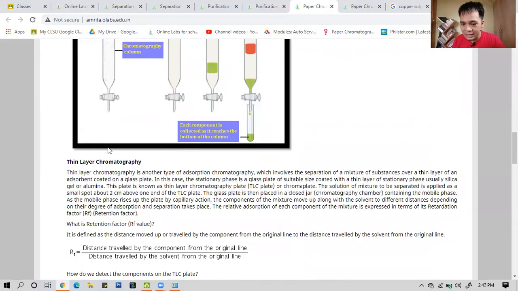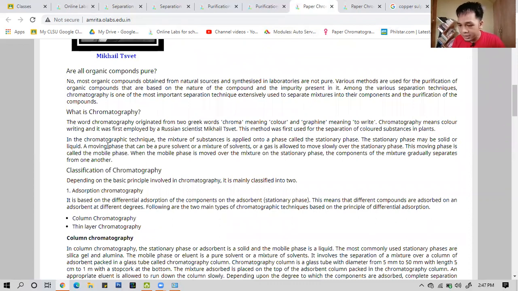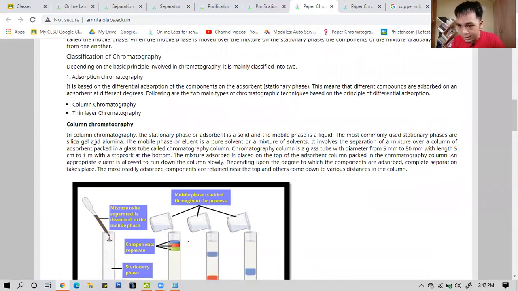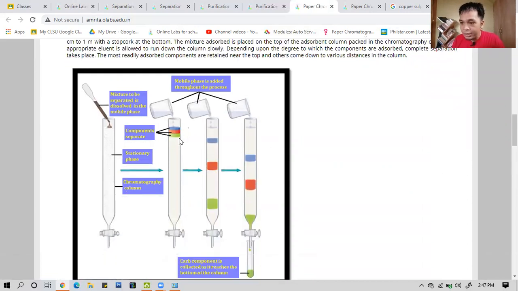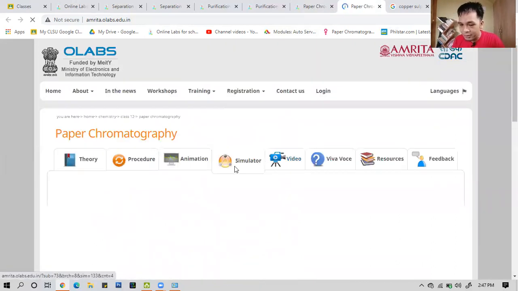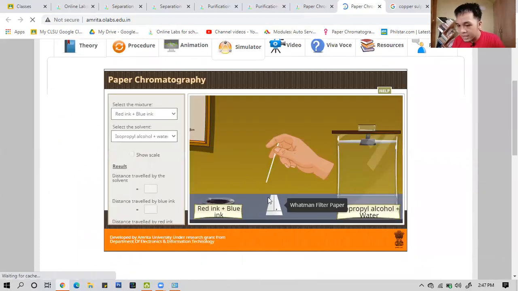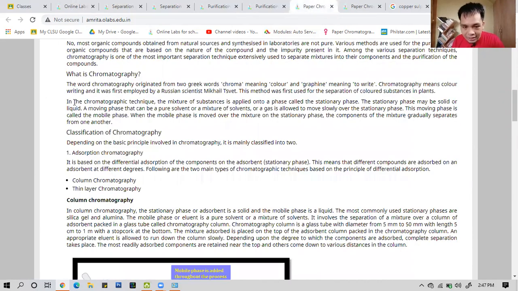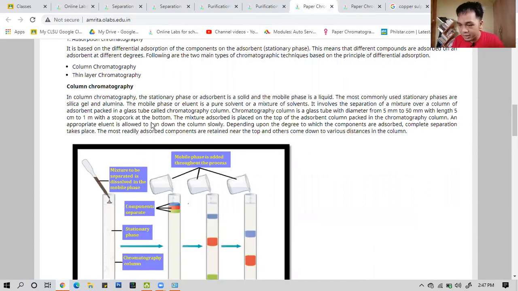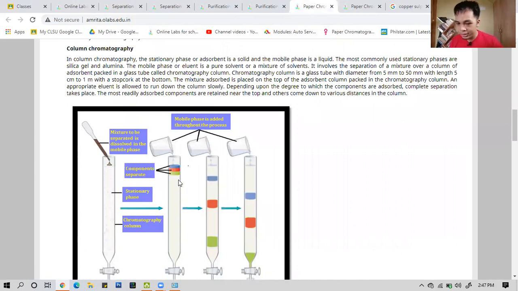Ang chromatography natin, guys, is composed of mobile phase and stationary phase. Ano ba yung stationary phase natin? Siya yung naka-standby. As applied, pwede siyang solid or liquid. And yung isa naman, the other component, is the mobile phase. The mobile phase is the solvent that you use to separate the components.